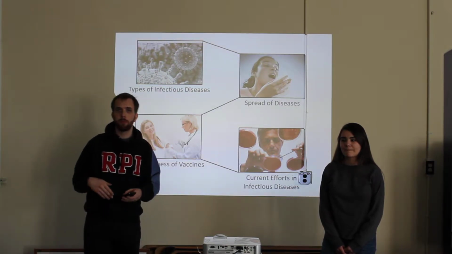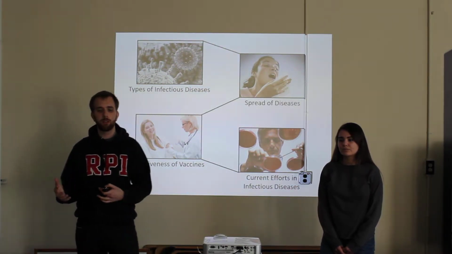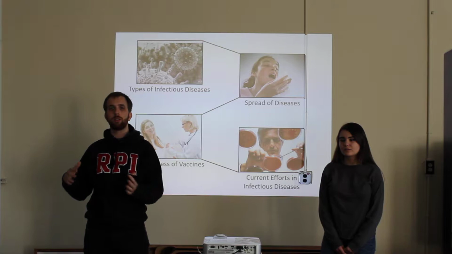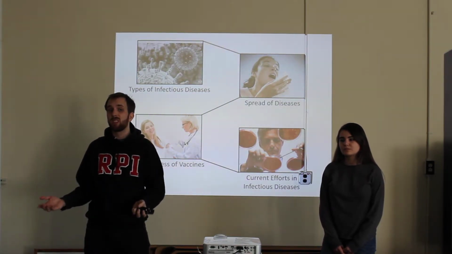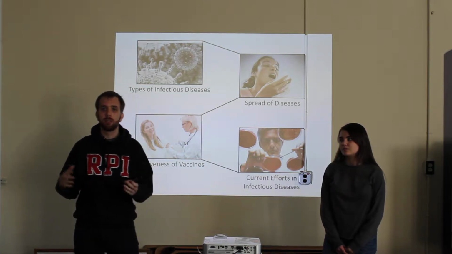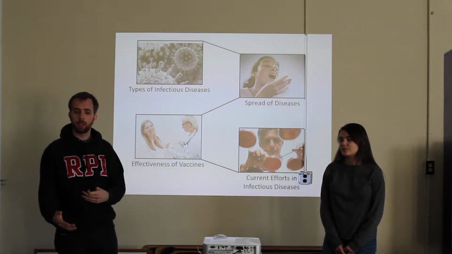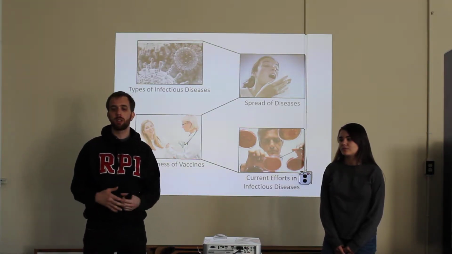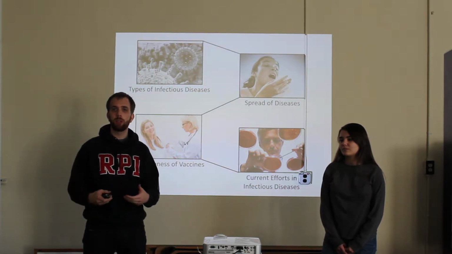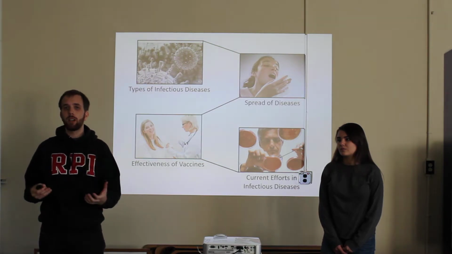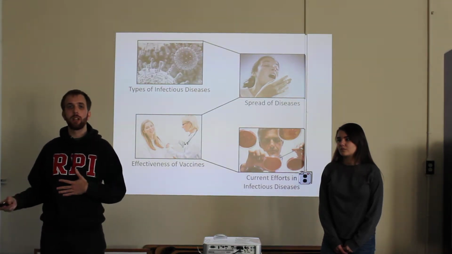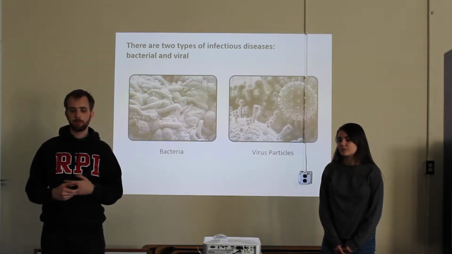So we're going to talk to you today about some different types of infectious diseases, and then also how these infectious diseases can spread from person to person. But because none of us like to get sick, there are ways that we can stop these diseases from spreading, and that includes stuff like vaccines. So we'll talk about how vaccines work and how they're effective. And then we'll also talk about current efforts in helping us stay healthy and minimizing the spread of infectious disease.